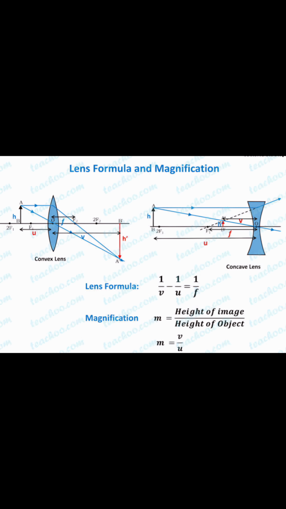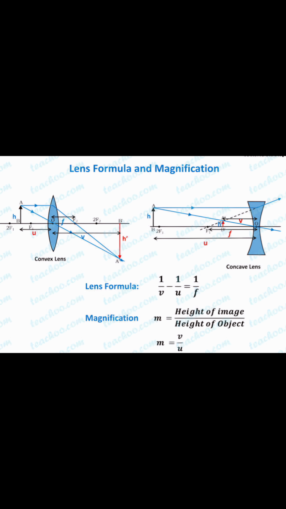Move on to convex lens. We'll see the image formation in convex lens. When the object is at infinity, you have a point-sized, real and inverted image. Beyond 2F, you will get a small, real, inverted image. At 2F, you will get a same-size, real and inverted image. Between 2F and F, you will get a large, real and inverted image. At F, you will get no image. And between F and O, you will get a large, virtual, erect image.